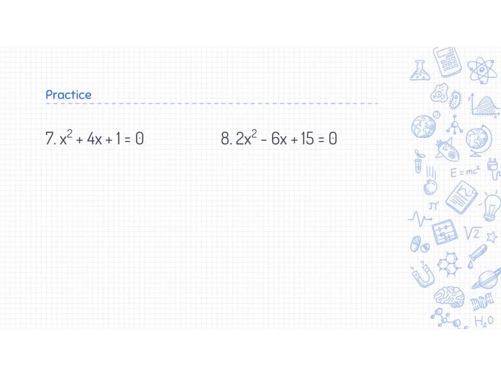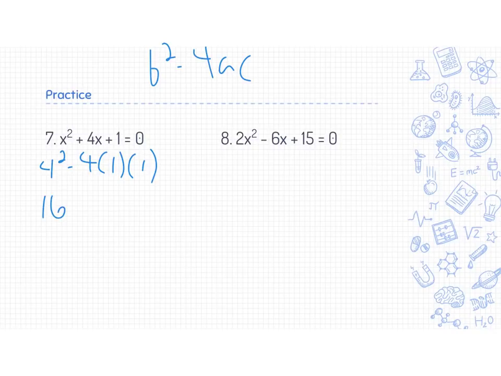Alright, so that we can check our work, remember again we are just using the b squared minus 4ac to check our discriminant. So here we get 4 squared minus 4 times 1 times 1. So 4 squared is 16. 4 times 1 is 4, times 1 again is 4. And then 16 minus 4 is 12.